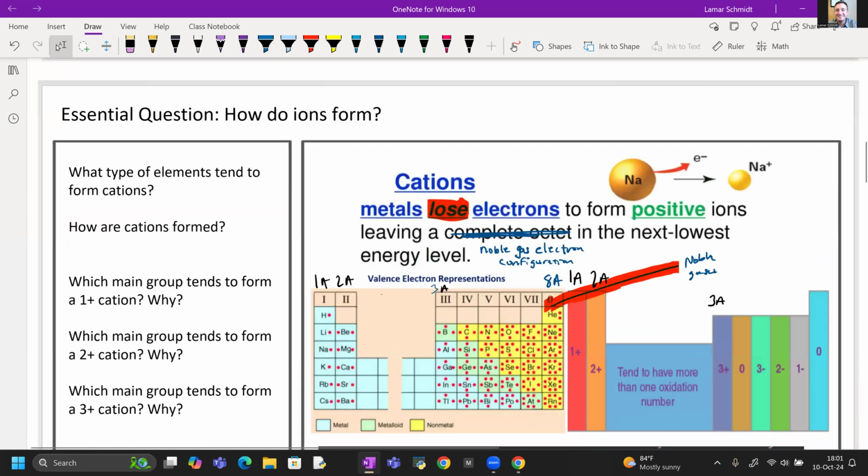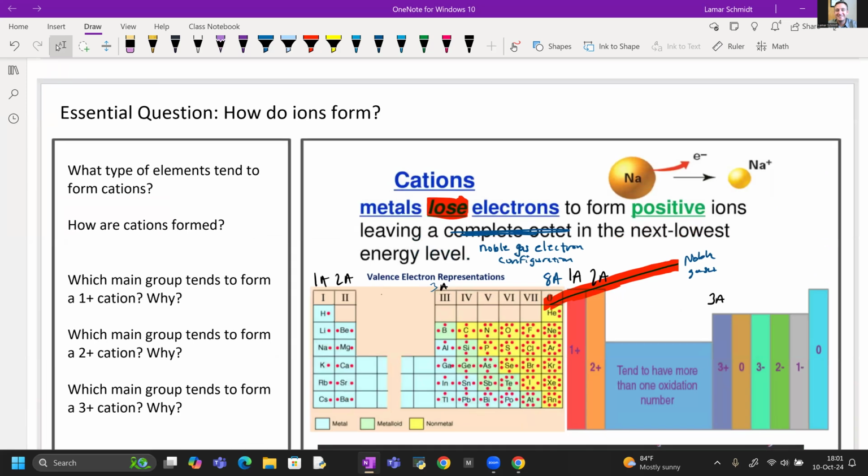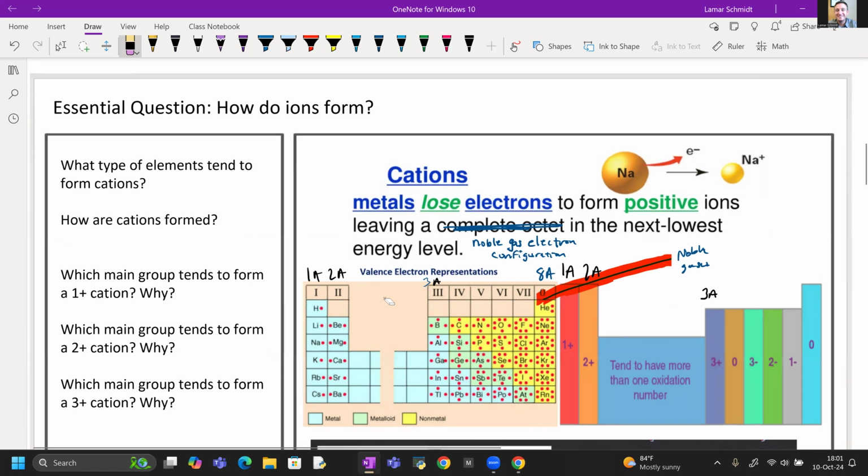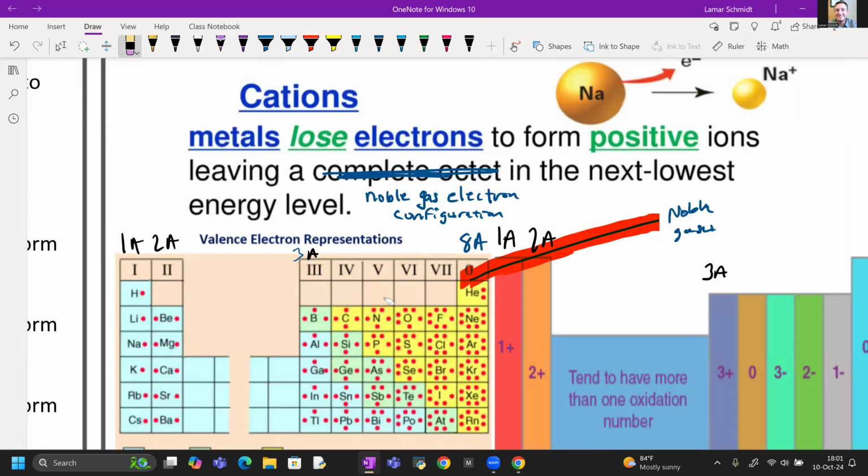All right, so we now move a little bit closer to our objective here, and our question is, what type of elements tend to form cations? So cations, we can see, are metals that lose electrons to form positive ions, leaving... complete octet is not a bad term, but it's not specific enough for me. So metals lose electrons to form positive ions, leaving a noble gas electron configuration in the next lowest energy level.